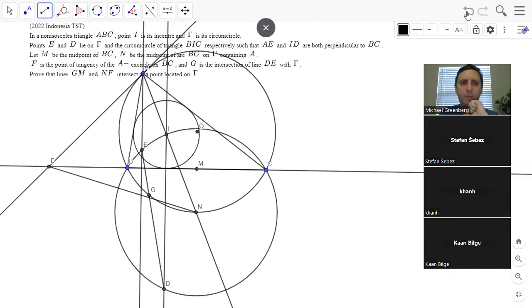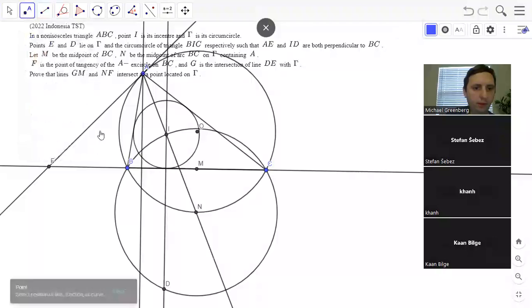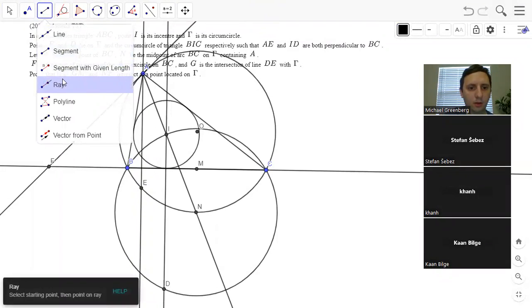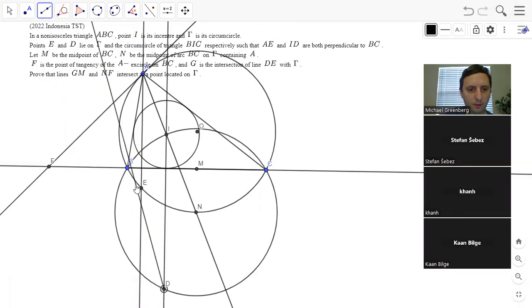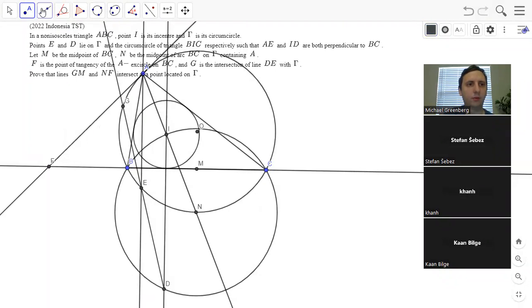Let me read this one more time. So I is the incenter, E and D lie on gamma and the circumcircle. So E should be this point. That's my bad. So really this should be E. I was thinking too fast. And then G is this point. And then we want to show that GM and NF, interesting.